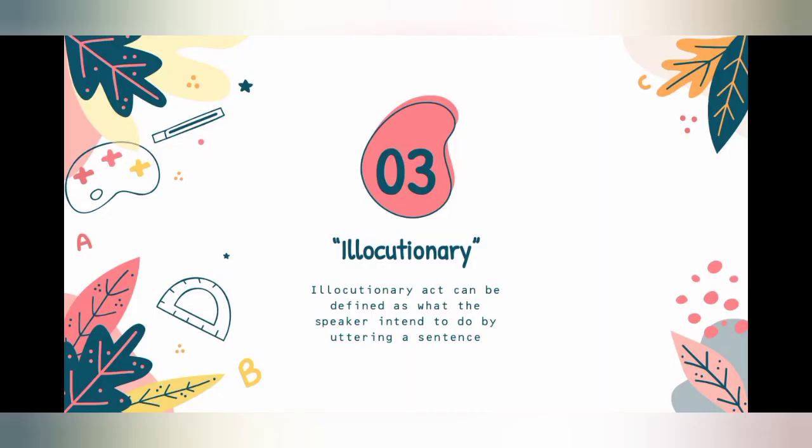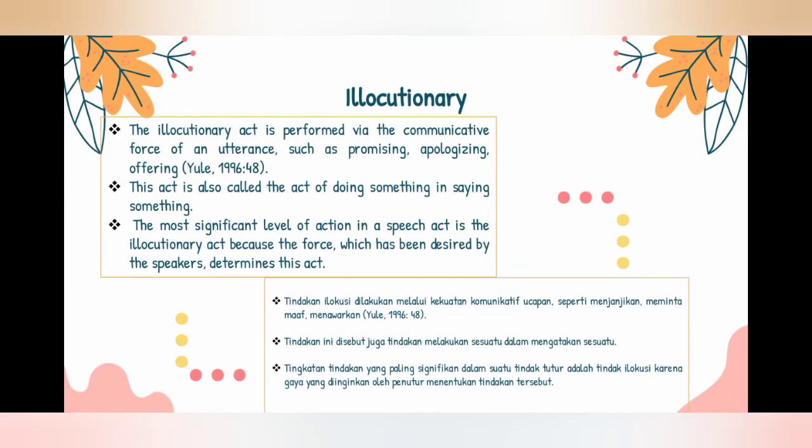Okay, the next is illocutionary. Illocutionary act can be defined as what the speaker intends to do by uttering a sentence. The illocutionary act is performed via the communicative force of an utterance, such as promising, apologizing, and offering. This act is also called the act of doing something in saying something. The most significant level of action in a speech act is the illocutionary act, because the force which has been decided by the speakers determines this act.